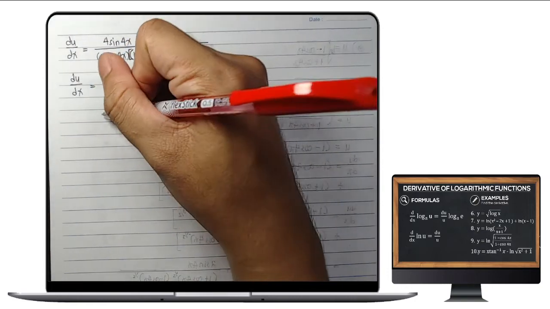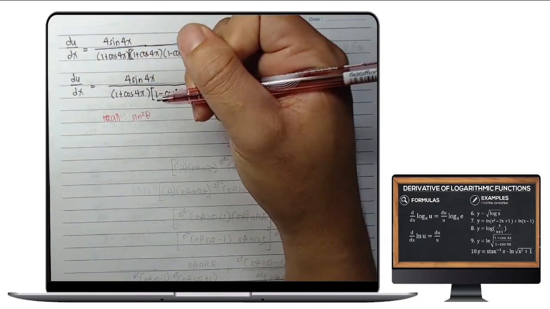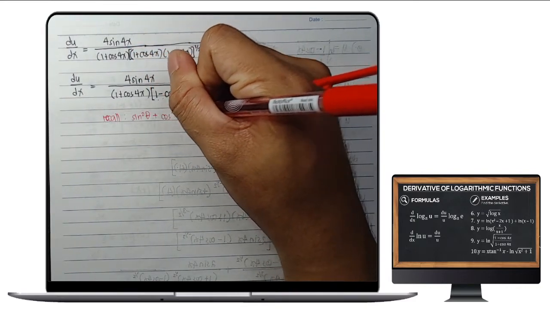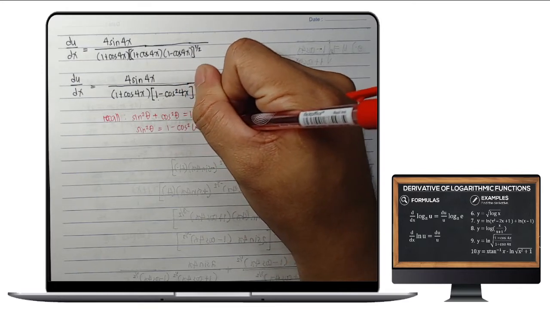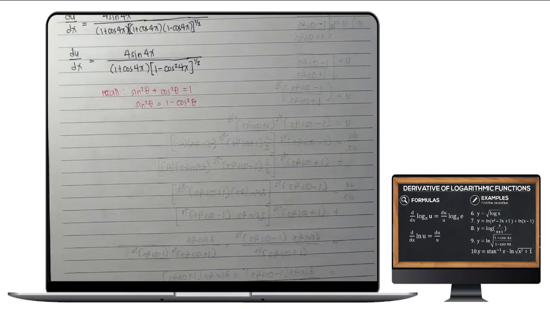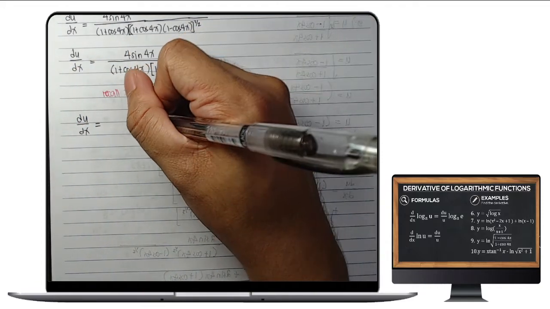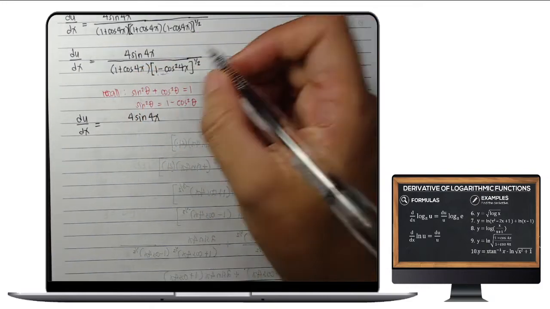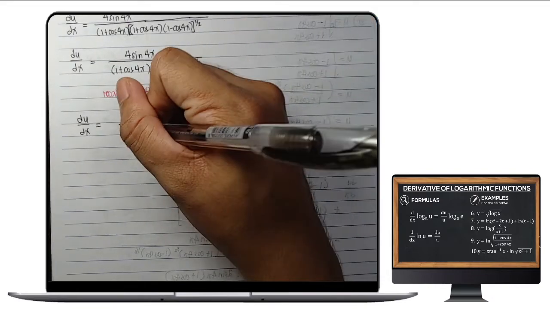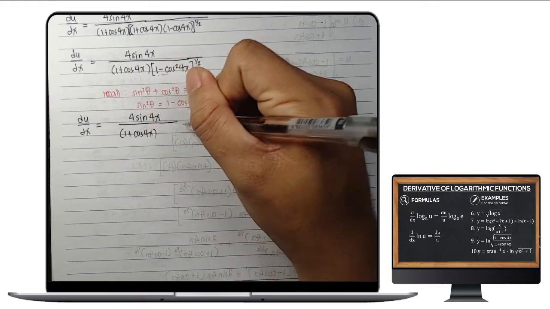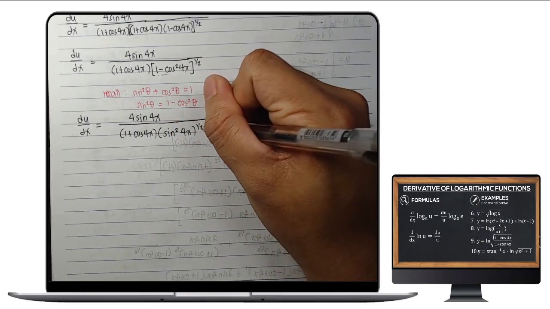And recall, take note that sine squared theta plus cosine squared theta is equal to 1. Therefore, sine squared theta is equal to 1 minus cosine squared theta. So with that, we can use it in this case. So we have du over dx is equal to 4 sine of 4x all over 1 plus cosine 4x times, so 1 minus cosine squared 4x, we can have it as sine squared 4x, and that is raised to 1/2.